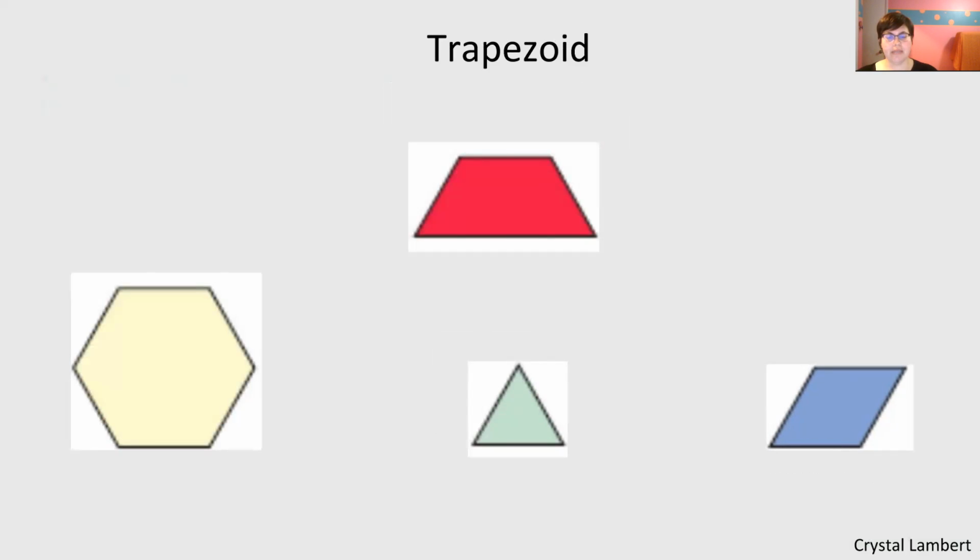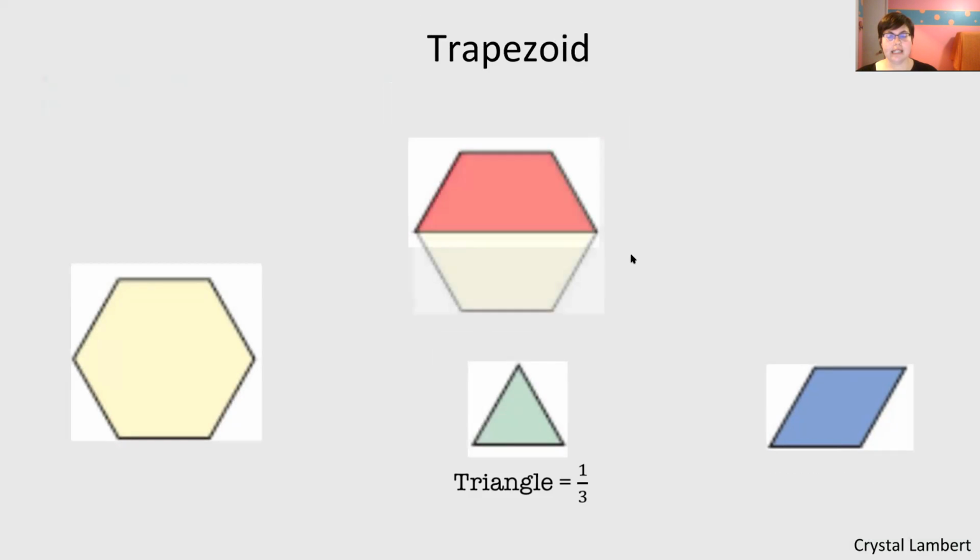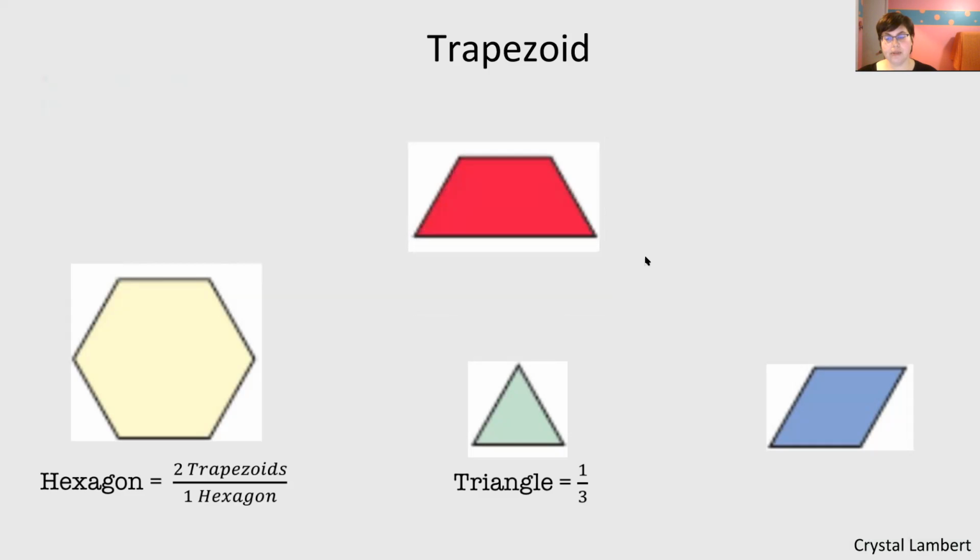And we're going to do the same thing here. But let's see, 1, 2, 3 triangles fill a trapezoid. So a triangle is 1/3 of a trapezoid. For the hexagon, we did not divide the hexagon, but the trapezoid only takes up half. So on this fraction, we put 2 at the top, meaning you need 2 trapezoids to equal 1 hexagon. So you need 2 whole trapezoids.